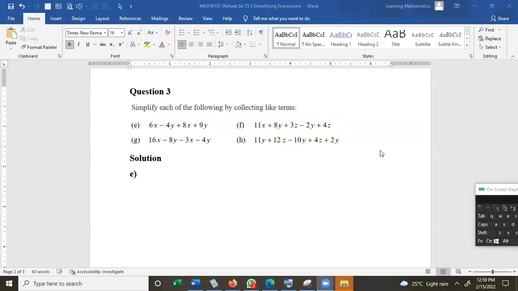This question says simplify each of the following by collecting like terms. Simplify each of the following by collecting like terms. Okay. So before we begin, let's just put a little take note here. Take note.